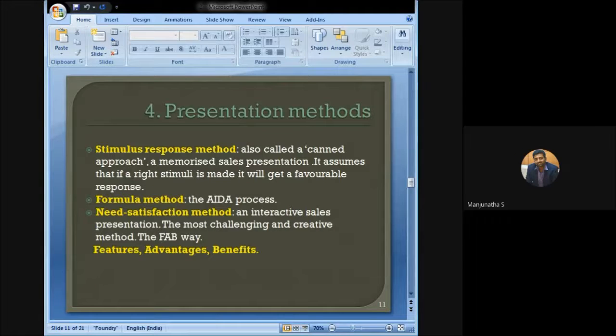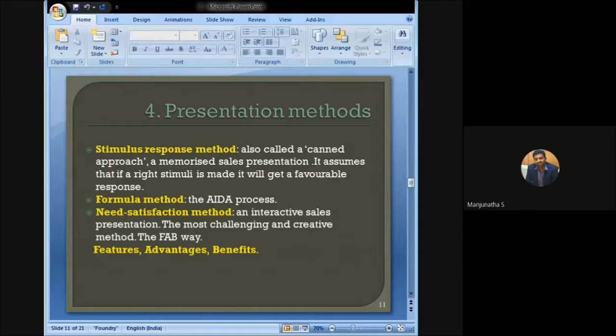It means two-way communication. They will have a two-way communication, and they will raise a question and the salesperson will answer the questions. Then the formula method, the AIDA process. You know that AIDA model which is there in the IMC program. In that AIDA model, aware, interest, desire, and action, programs need to be on that basis. The formula method will be given in the presentations.